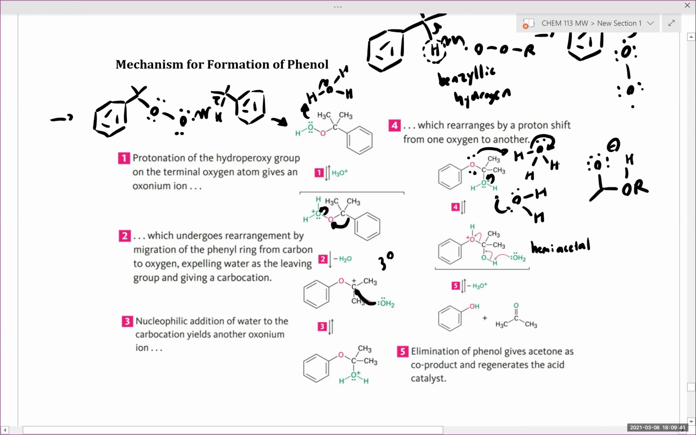In this case, we can readily and quite easily just collapse down our tetrahedral intermediate and kick out our leaving group. And that's exactly what happens here. Our hemiacetal intermediate collapses and we generate our ketone, acetone, and our alcohol, phenol.